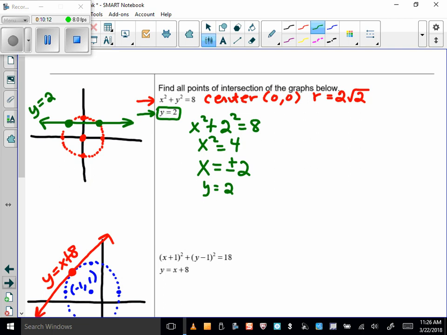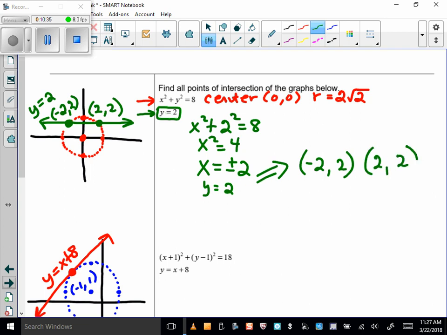So look, I got 2 points of intersection, which must mean this is where x equals negative 2, and here's where x equals positive 2. I knew I had 2 solutions, and so I put these together, and I get (-2, 2) and (2, 2). Because remember, x has to be negative 2 and positive 2, and I know that y is always 2.